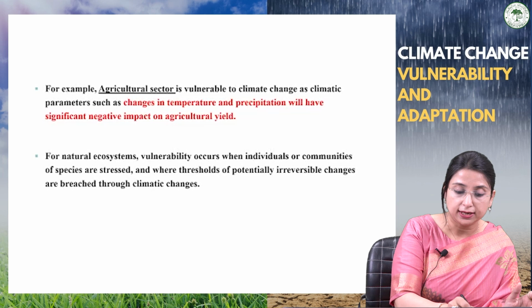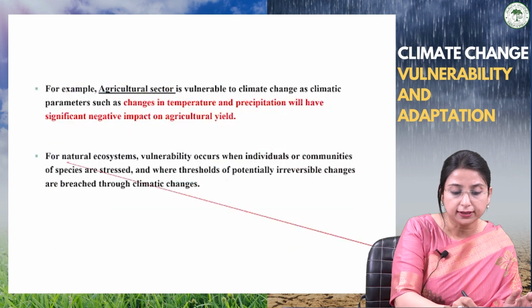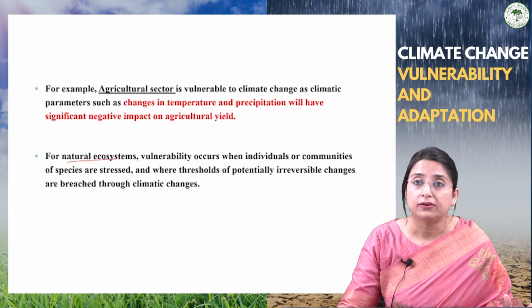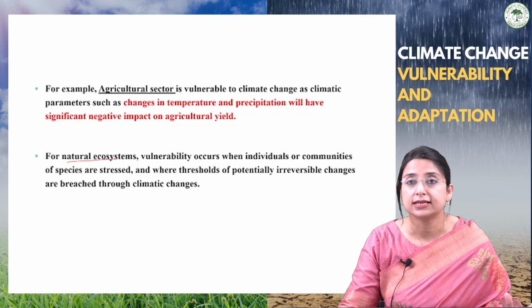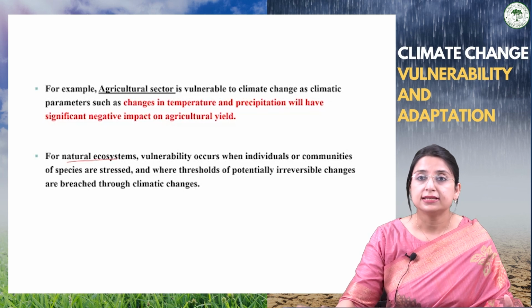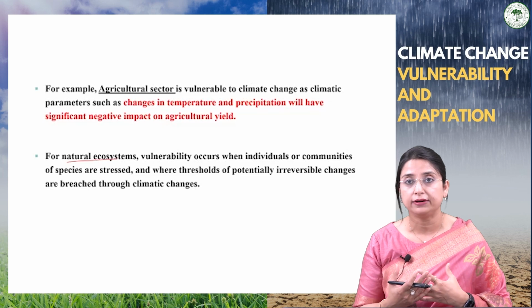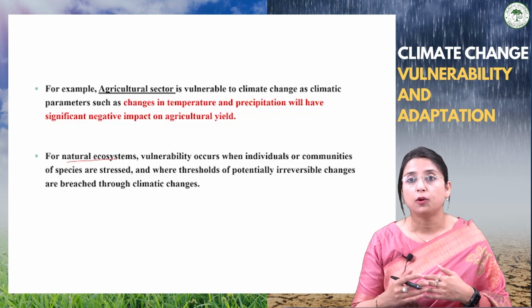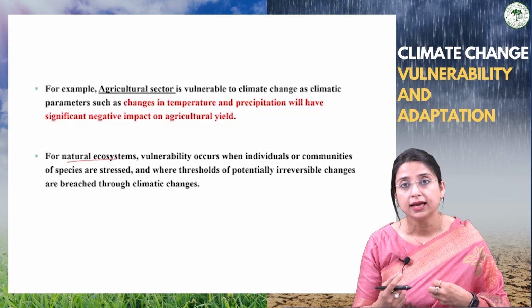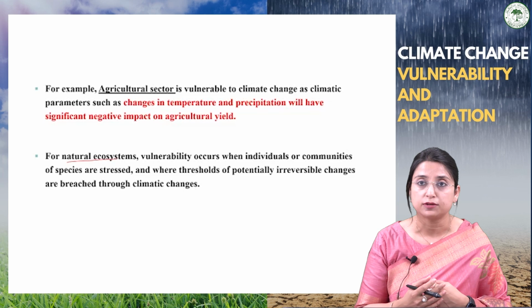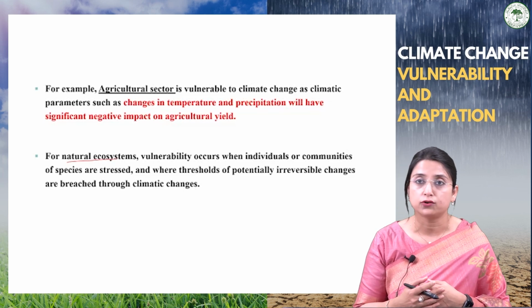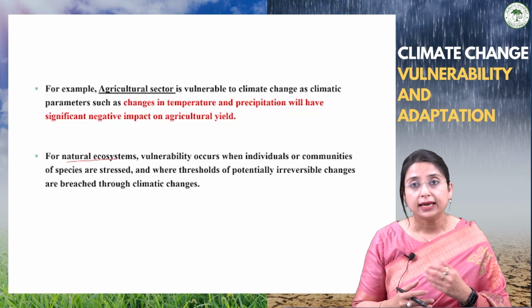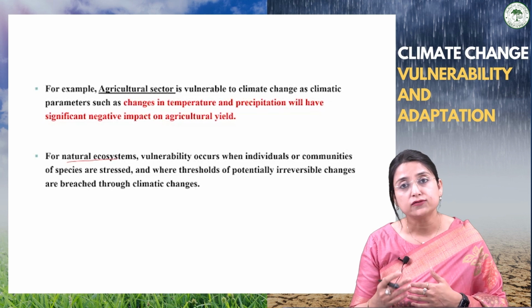Similarly, if we talk about the natural ecosystem, vulnerability occurs when individuals or communities of species are already stressed. If we are talking about a deforested area or an area suffering from pollution, it is already stressed. As we learned in the previous lecture, deforested areas reduce the carbon absorbing capacity of the region because forest is a natural carbon sink. The forest takes carbon from the atmosphere and uses it in the presence of sunlight for photosynthesis. But if it is cleared off, certainly the level of carbon dioxide will increase and it will again exacerbate the greenhouse effect, which will lead to global warming.